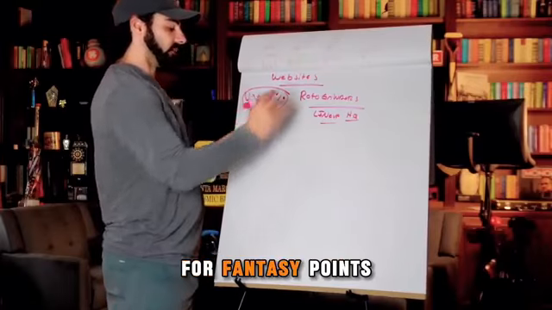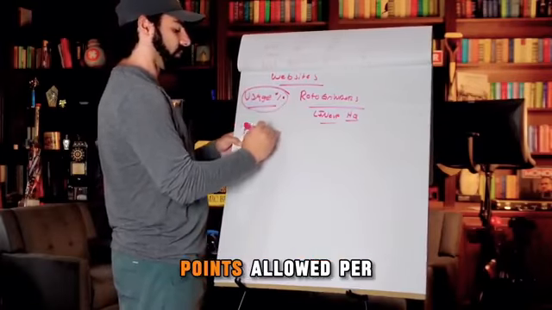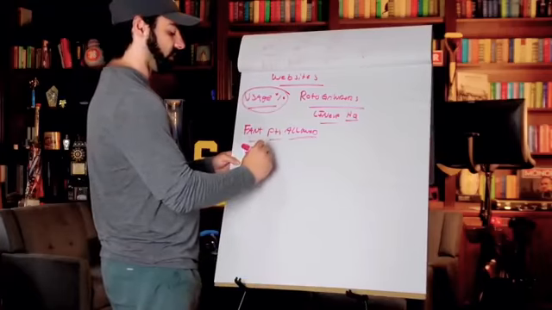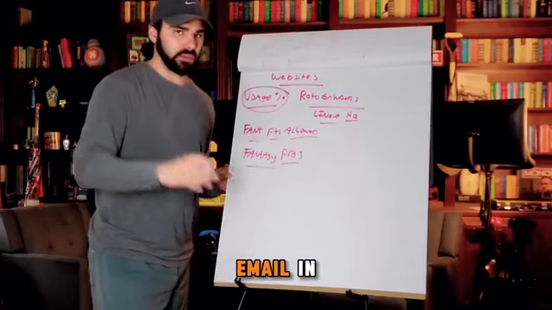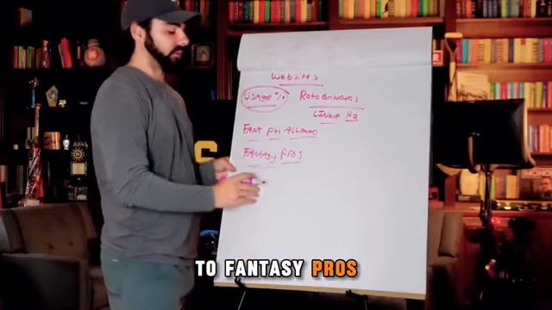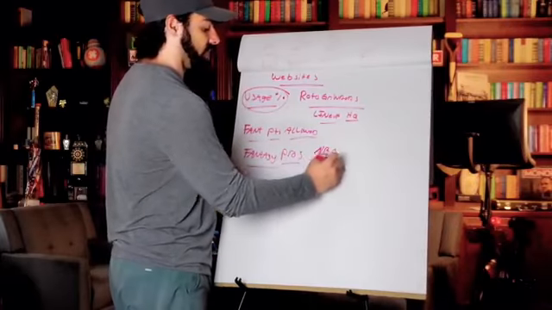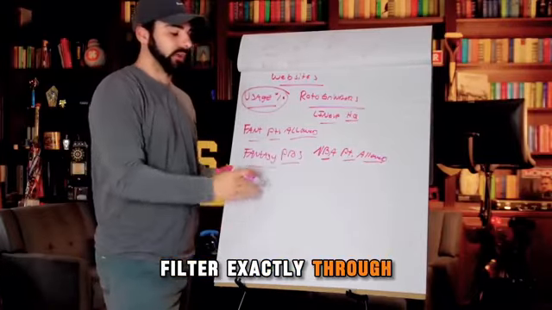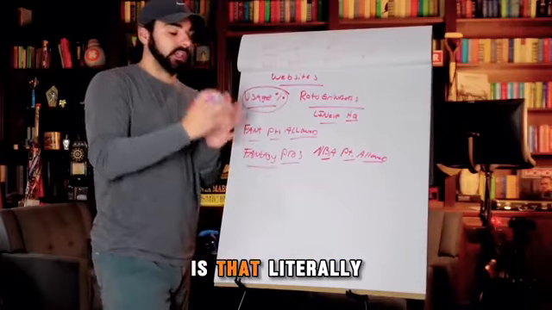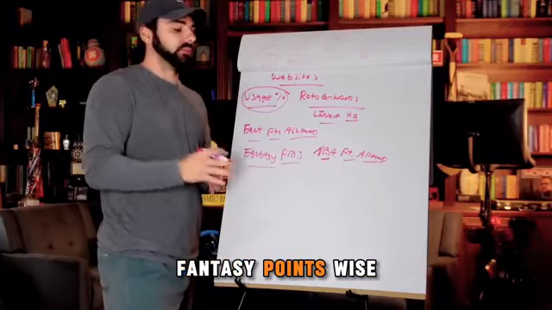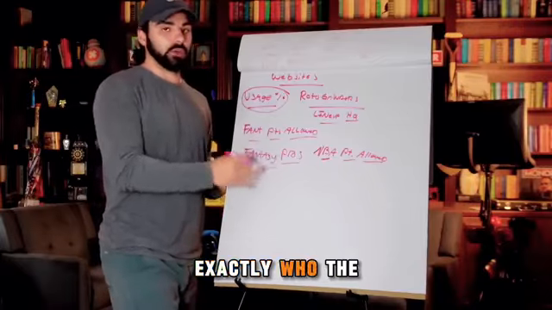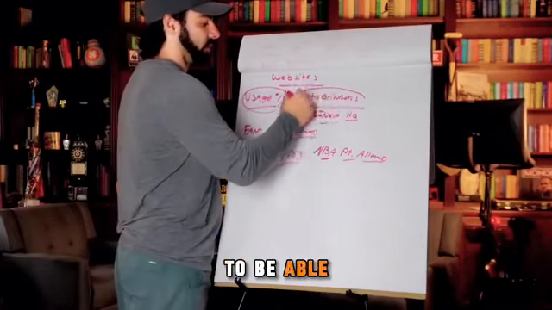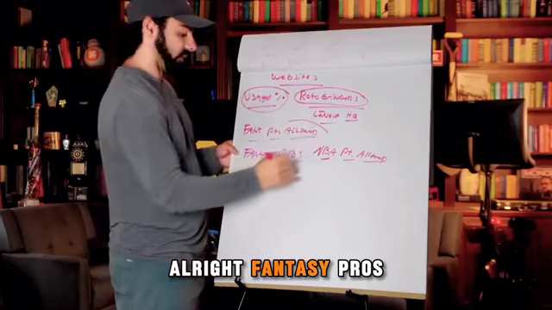All right, now for fantasy points allowed. All right, so the fantasy points allowed per position, what you're going to use for there is going to be called Fantasy Pros. All right, there I think you just got to put your email in and you're able to see all the information. But you'll go to Fantasy Pros and you just got to put in the section that has NBA points allowed. All right, and it's going to pop up and you're going to be able to filter exactly through each position on what it is that literally they give up per position fantasy points wise. All right, you're able to see exactly who the worst and who the best is and everybody in between. So those are the websites that you have to access to be able to grab that information. All right, Fantasy Pros right here.